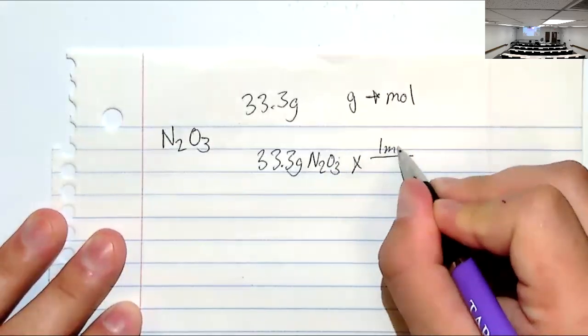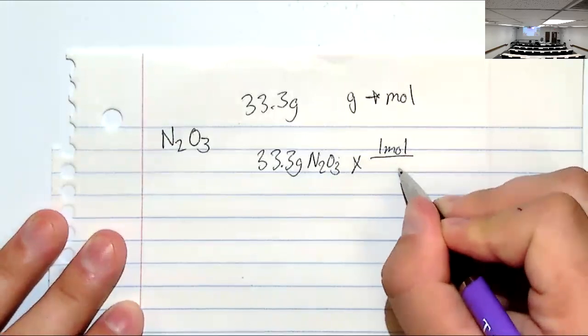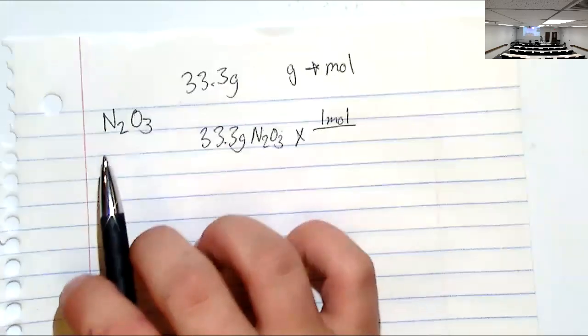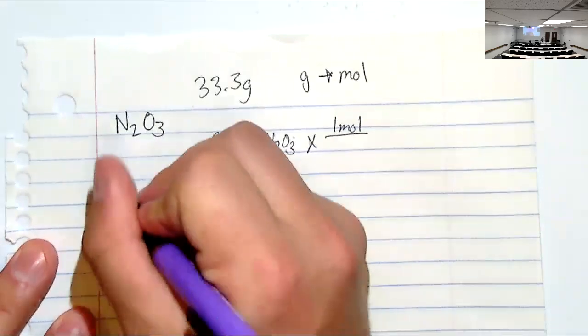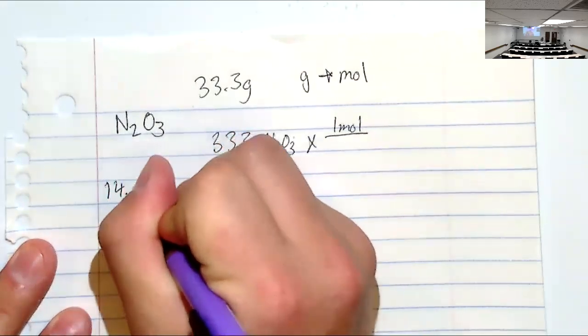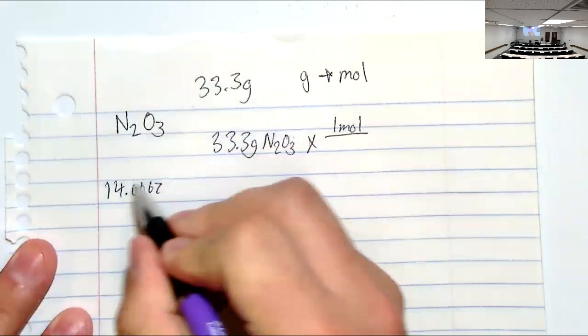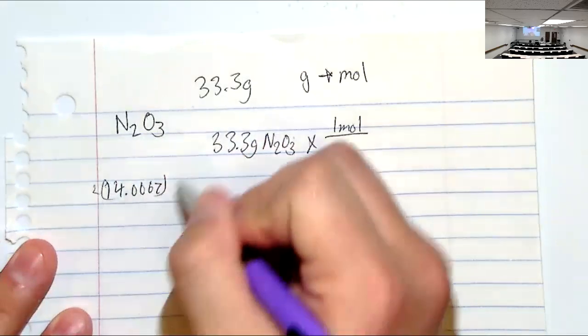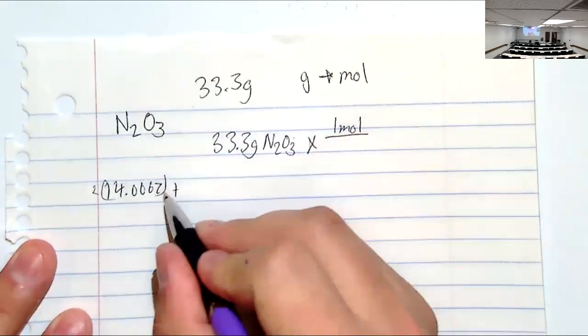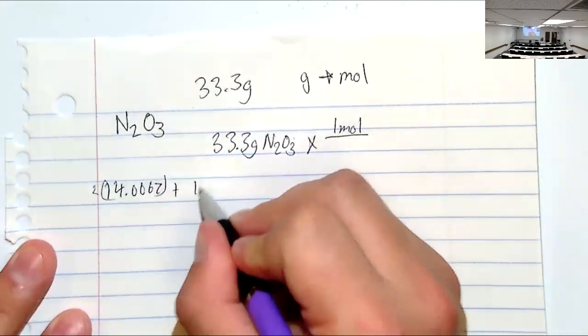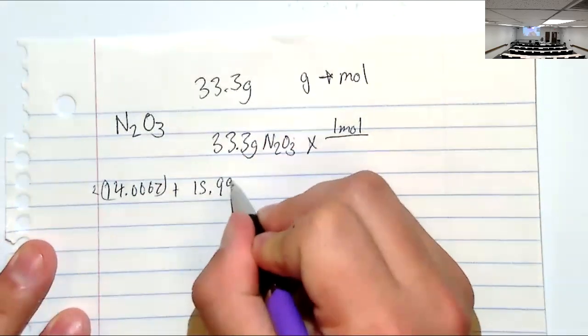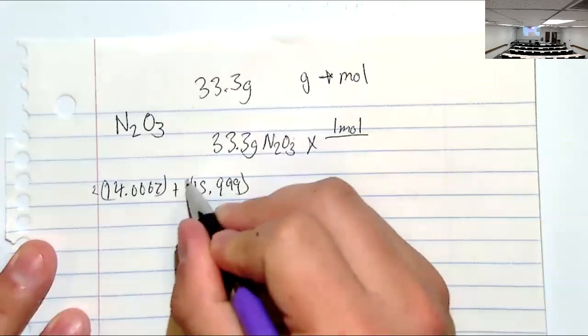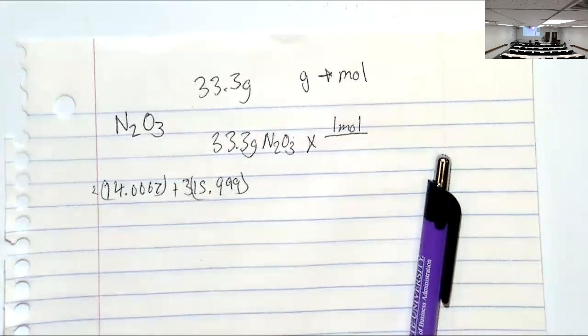So we got our 1 mole up top, but we need to find out our molar mass right here. So we're going to get our nitrogen, which is 14.0067, and there's 2 of those, and then we're going to add it with our oxygen, which is 15.999, and there's 3 of those. Let me get my handy dandy calculator, which is on my phone, to calculate that.